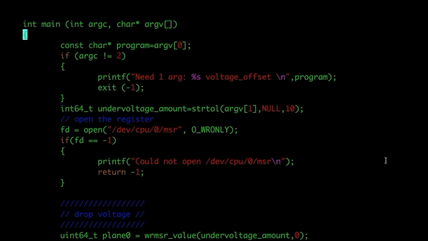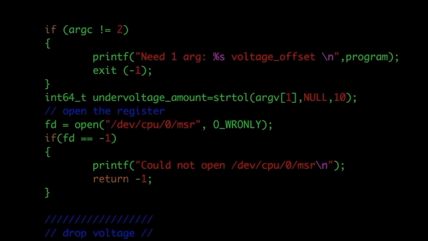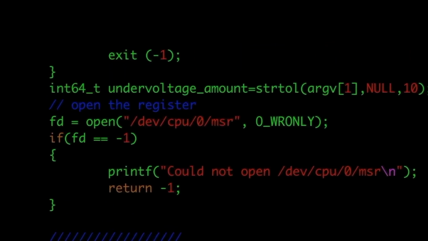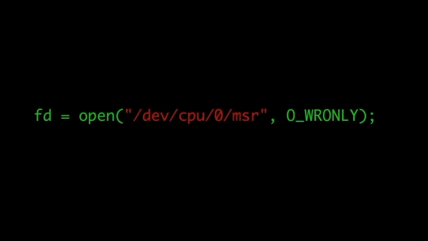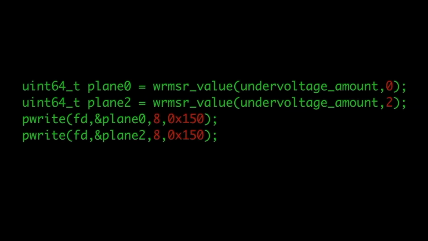What you need to do is open the MSR. See if you can spot the line of code that does that. Yep, there it is. And here's where we write to the MSR. You only need to write to one of the CPUs because they all share the same voltage. You'll notice that we're writing to two planes, plane 0 and plane 2. That's the CPU core and also the cache. You need to write to both of them because the MSR will take the higher of the two.